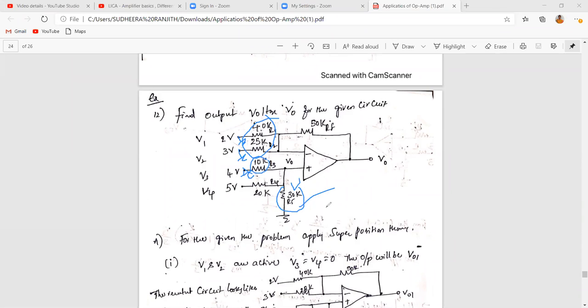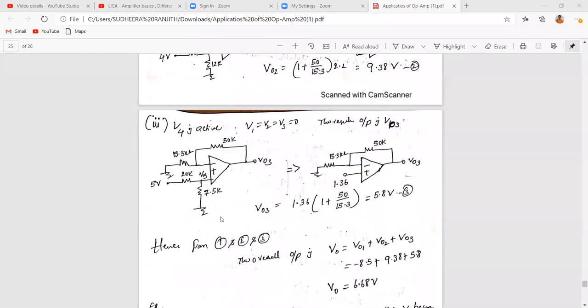Now 30 times 10 by 30 plus 10, 300 by 40. So what is the equivalent resistance we get? 7.5. 300 by 40 means 30 by 4, which is 7.5. So this is 7.5 kilo ohms, and this input resistance R1 is similar to the previous one, and the input is now 5 volts, right?